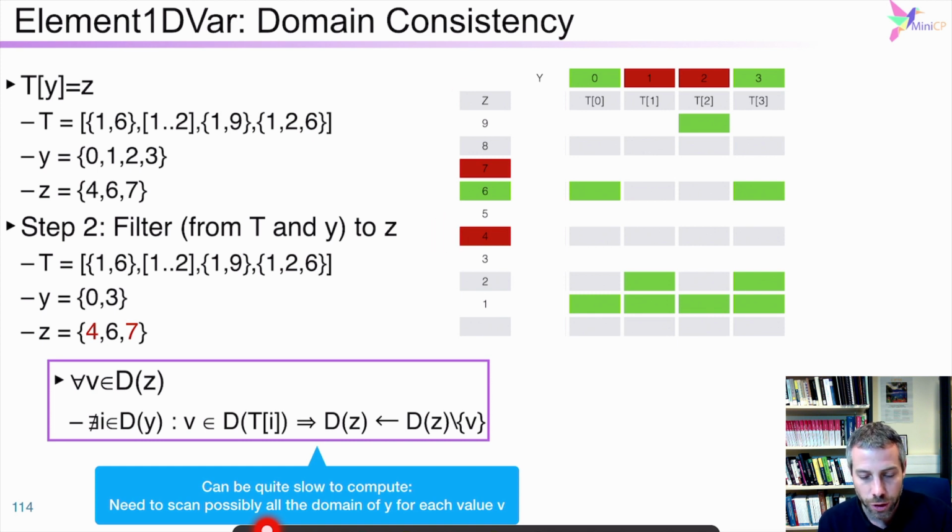Again, this might be quite slow to compute because for each of them, you possibly need to iterate over all the array T just to look for one intersection. Checking if it is part of it, of course, since it's implemented with sparse sets, you can verify that in constant time. But still, the non-existence check might take something that is linear in the number of variables in T. So how can we speed up that check as well to filter the domain of Z?